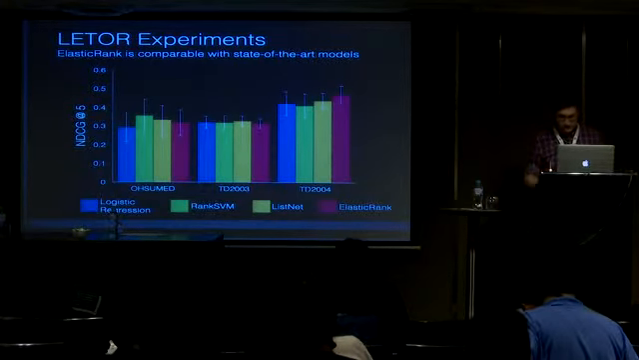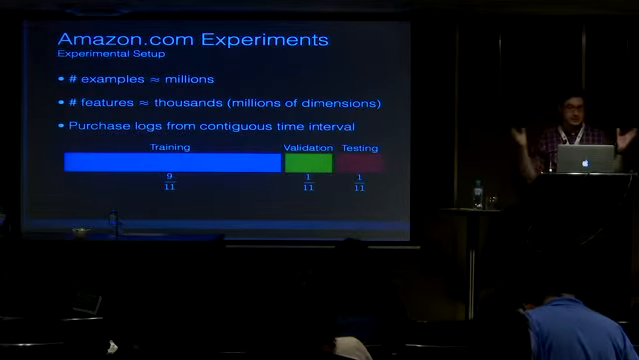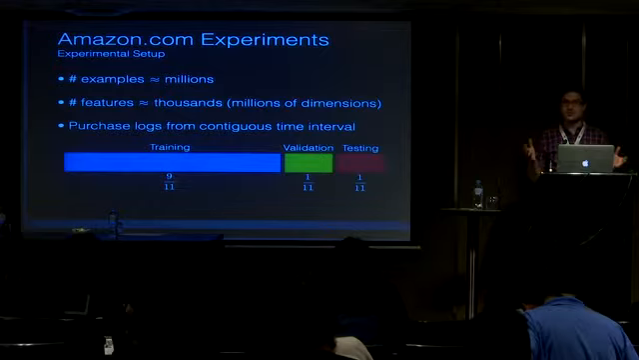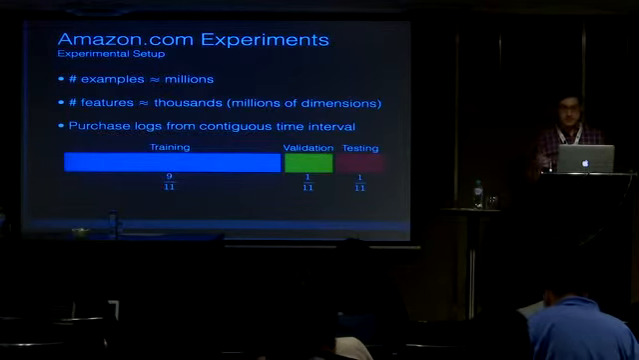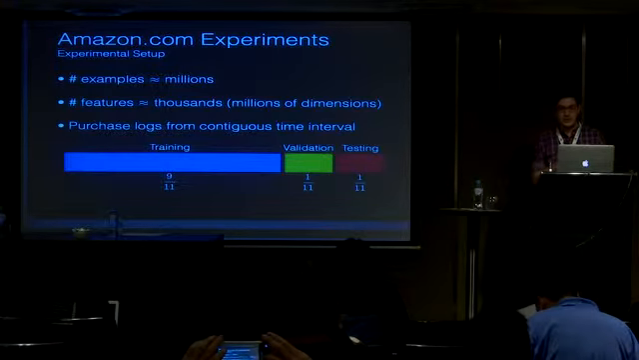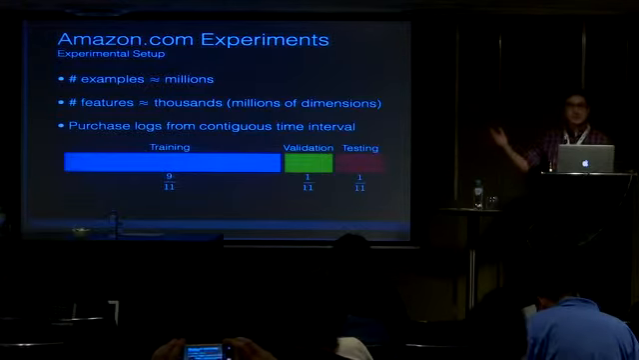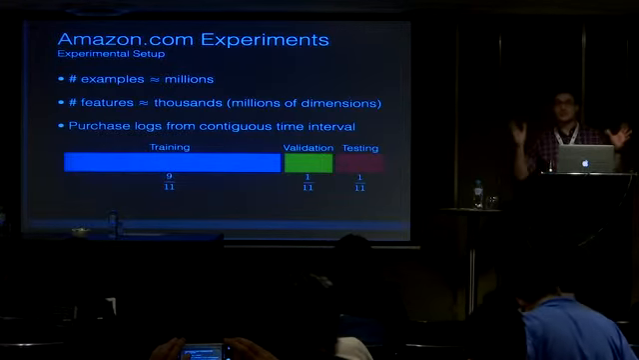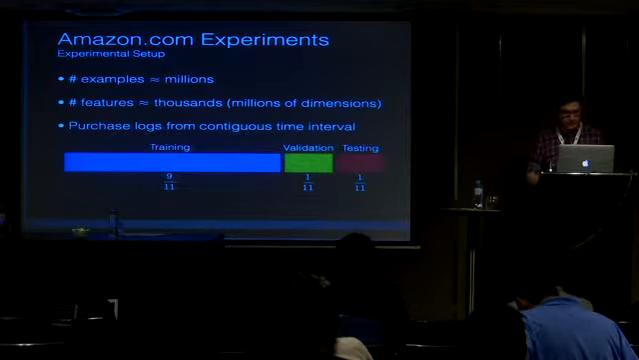So that was encouraging, and then we tried on our purchase logs. The data set is in the order of millions of examples. The number of features is in the order of thousands. Many of them, actually most of them, are categorical, which when you unfold them, leads to millions of dimensions. And then we took a continuous time interval, which we divide in 11 pieces. We use 9 for training, 1 for validation, and 1 for testing in the usual way.